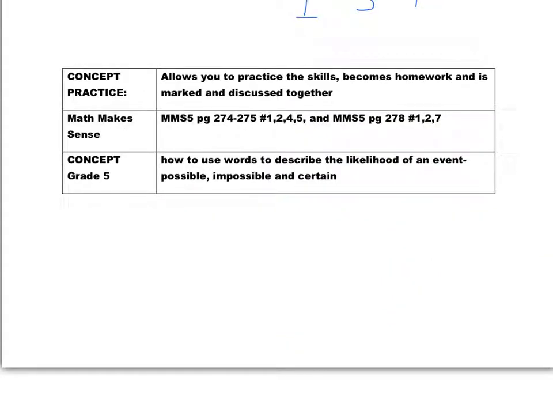All right, moving on to our concept practice. We now need to be working on page 274, 275, numbers 1, 2, 4, 5, and page 278, numbers 1, 2, and 7. Describing likelihood of an event using words such as possible, impossible, certain, as well as likely, unlikely, equally likely, and so on.